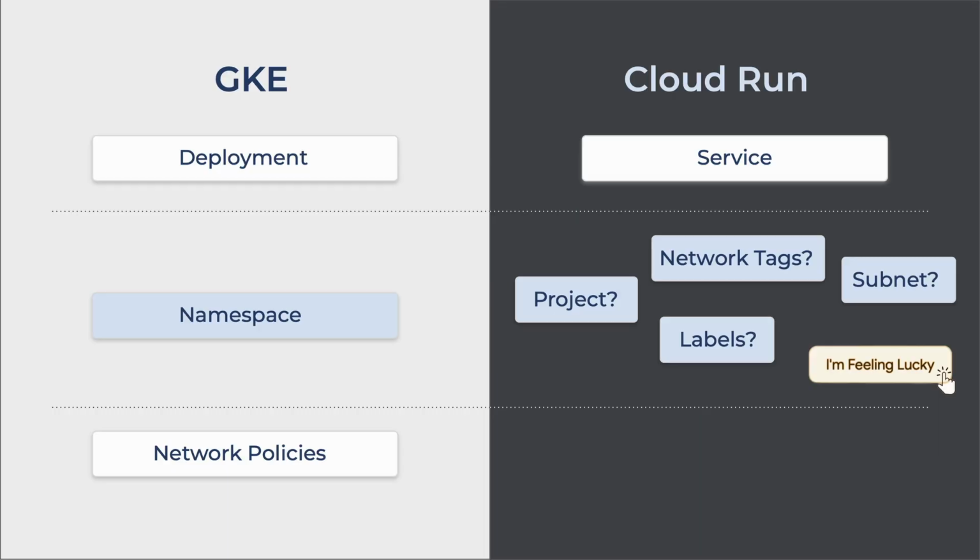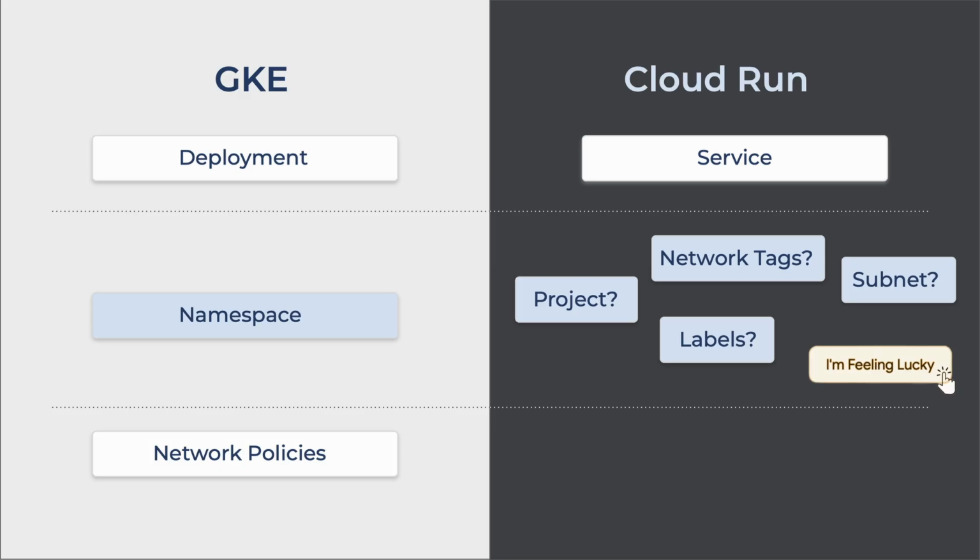But let's try and think of how we translate these concepts from GKE to Cloud Run. So the first one is easy. We know that deployment becomes service. There's no confusion there. But when we think about namespace, what does namespace become now? How do you take your workloads from one place, and now how do you think of them in the target platform? What will it become?